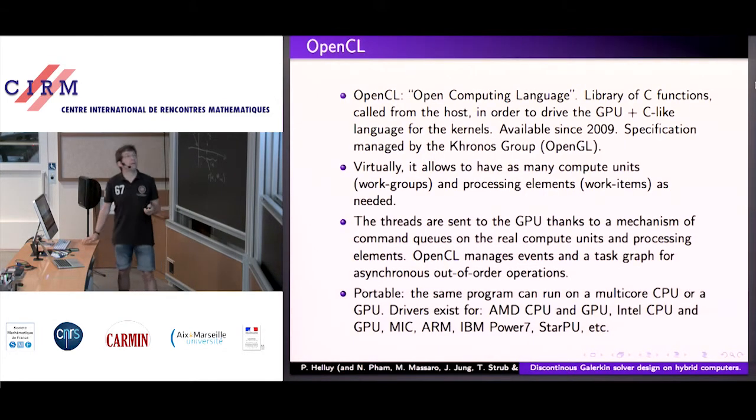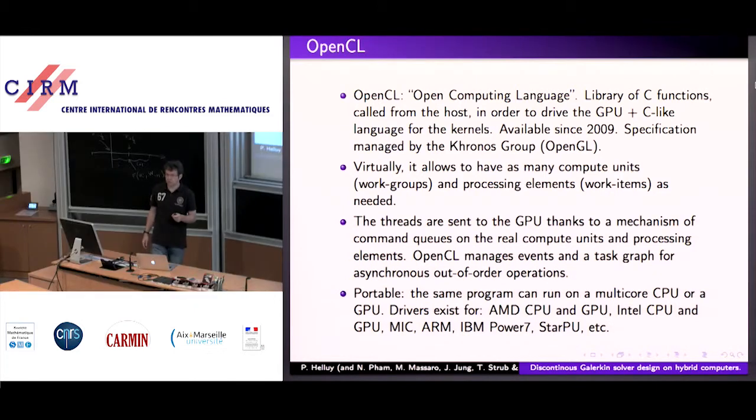So if you want to program GPU, you have OpenCL, which means Open Computing Language. It exists since 2009. What is interesting is that the specification of this language is managed by the Khronos group, which is also in charge of OpenGL. And all the main manufacturers of CPU, GPU, and accelerators, such as NVIDIA, AMD, Intel, and so on, participate in this Khronos group.